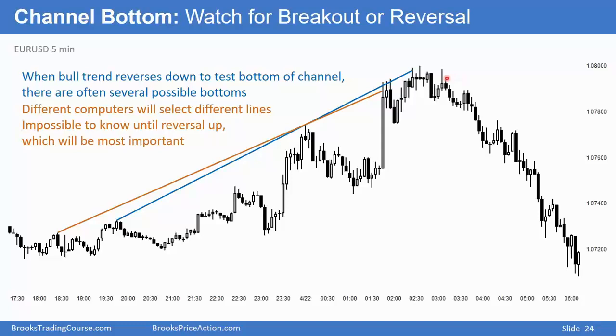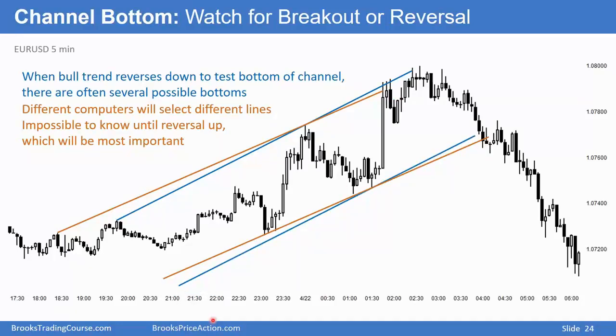What's the target? I said 70% chance if the market tests the top of the channel, it's going to reverse to the bottom of the channel. Well, we have a bull trend. Where is the bottom of the channel? There are often many possibilities. An obvious one is this. We have a reversal up, a second reversal up. So that is a reasonable possible bottom of the channel, especially since it's fairly parallel with those two lines.